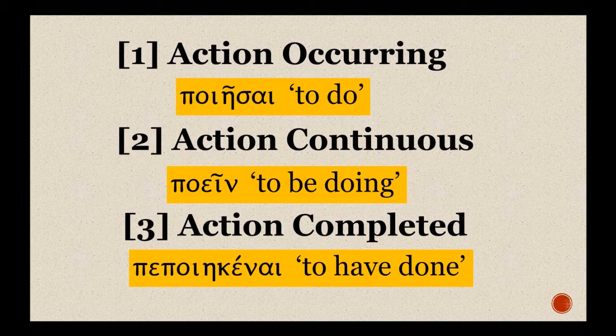And then when we're talking action completed, then we're talking about perfect. So action occurring, aorist. Action continuous, present. Action completed, perfect. And then you'll notice here, because this is the infinitive, but notice we have the reduplication, and then we have kappa, and then here's our ending for the infinitive. To have done. And then if it's pluperfect, like in the past and the results are in the past, then we would do have had or something like that, right, to accentuate it when we translate into English.